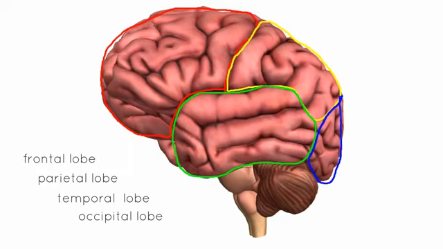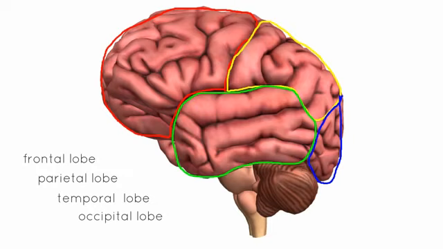So this is quite a rough illustration of the four lobes, but I wanted to show you how the central sulcus and the lateral sulcus are important in defining these different areas. Anterior to the central sulcus you've got the frontal lobe, posterior to it you've got the parietal lobe, and then you've got the lateral sulcus, and inferior to the lateral sulcus you've got the temporal lobe.